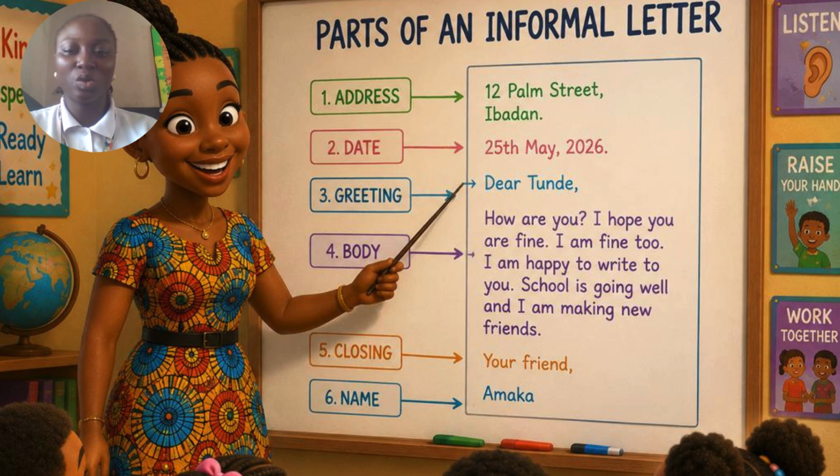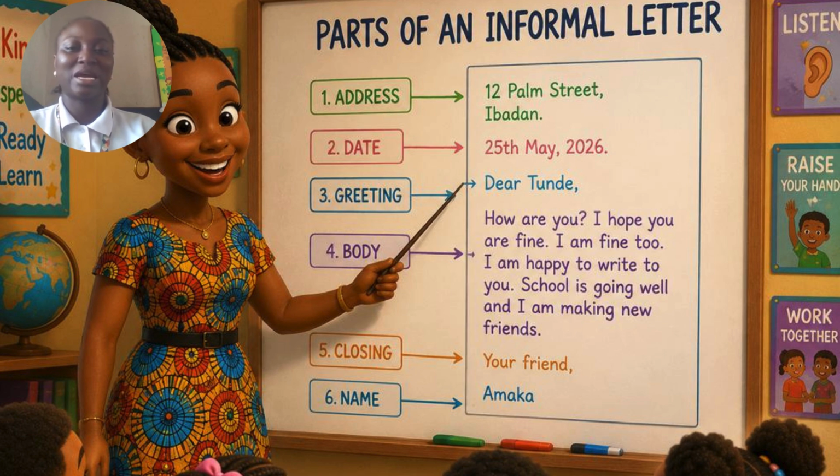Then the last one is the closing. This is a polite way of ending your letter. So you say, your friend or your bestie. It depends. Maybe the person also has a nickname they call you. You can say, your Fanny, your loving friend, yours sincerely, and so on. And at the end of the letter, you write your name, which is the writer's name. This is the name of the person writing the letter, and it is usually written below the closing. So these are the parts of an informal letter.